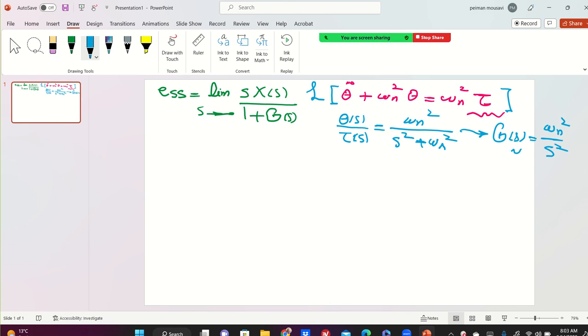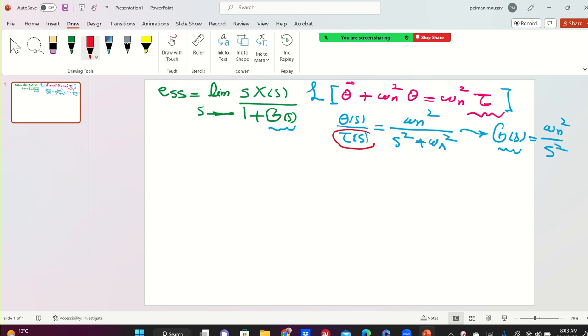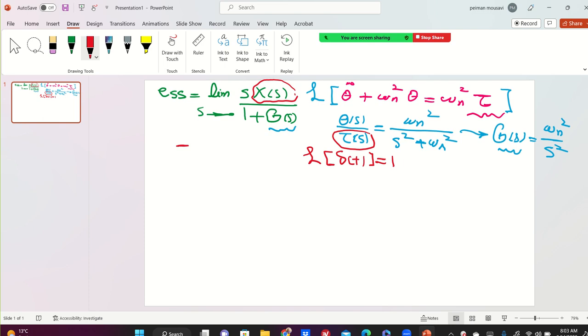I'm just refreshing your mind: the input to the system is the impulse delta of t, and we know the Laplace of the impulse is 1. Implementing that here, we got the steady state error signal. How much was it? Look at your notes. How much did we get from the previous class?